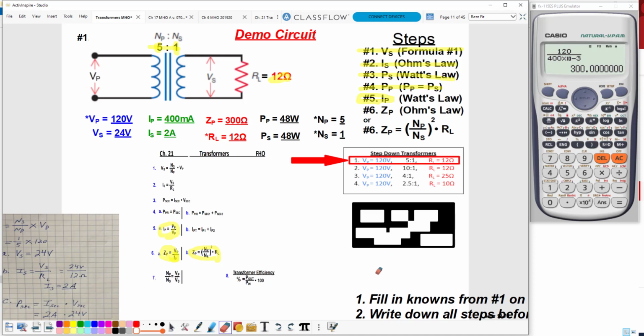Next, I'm going to do a demo for you, problem number 2. If you look here at our steps, we finished this, then number 6, we finished this. We could also use this formula, but we're just going to stick with the simple one of Ohm's law for right now.